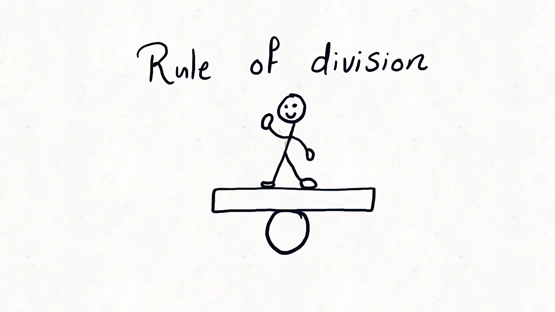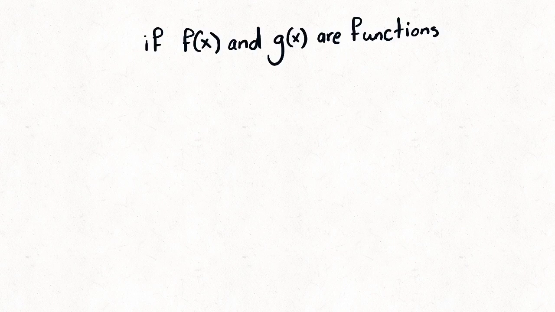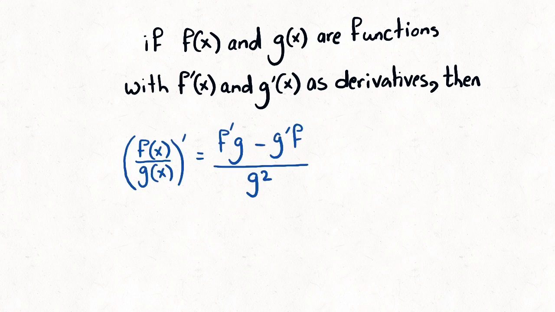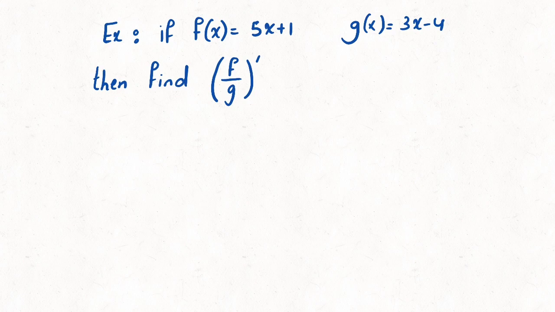Again, we assume there is a function f of x with a derivative f prime, and g of x with a derivative g prime, and then you've been asked to find the derivative of their division, of their quotient. You have to memorize the rule again. It is f prime g minus g prime f over g squared. Now take the following example.